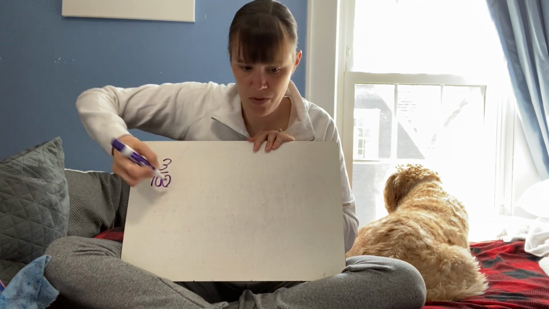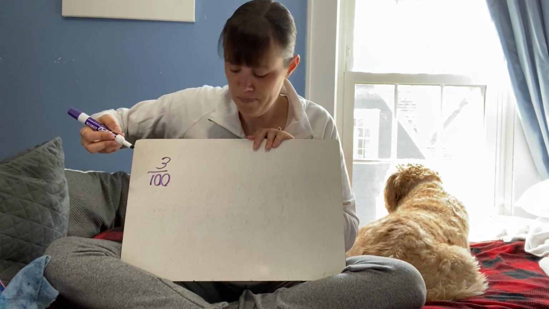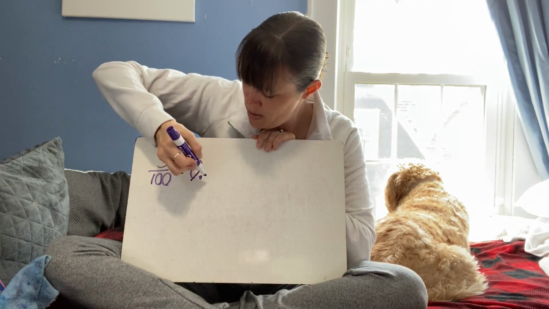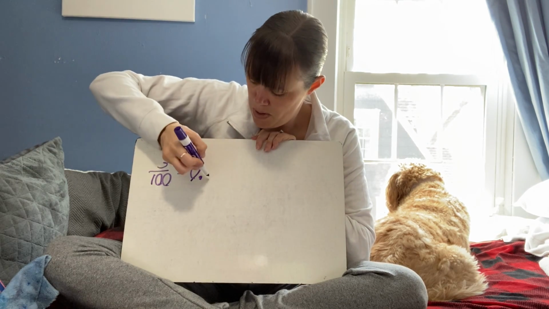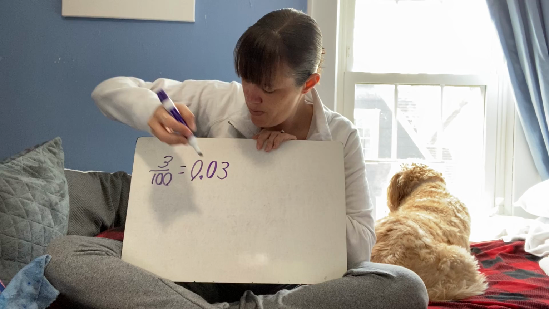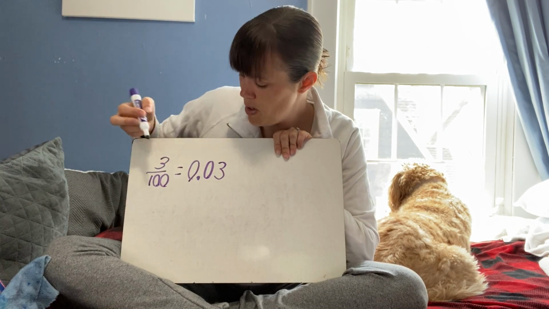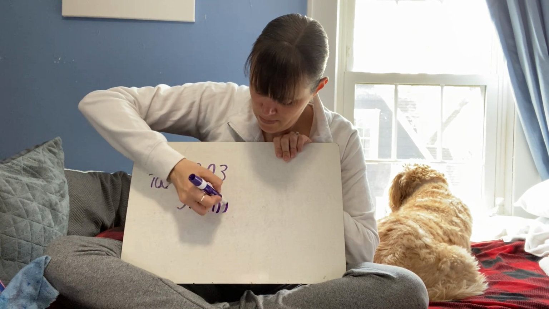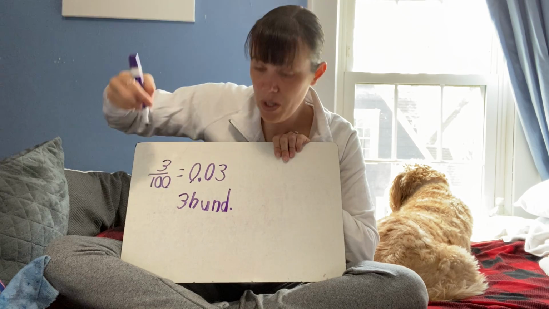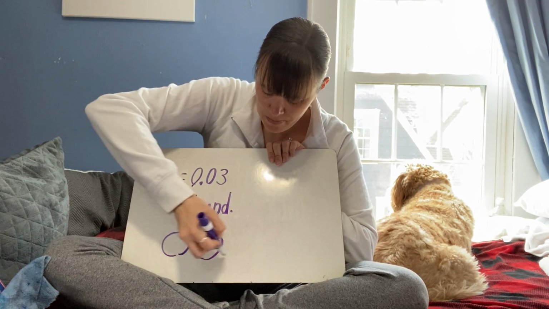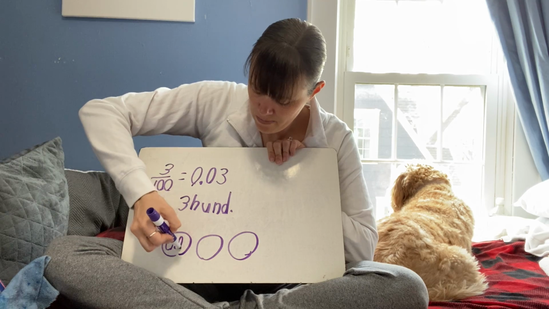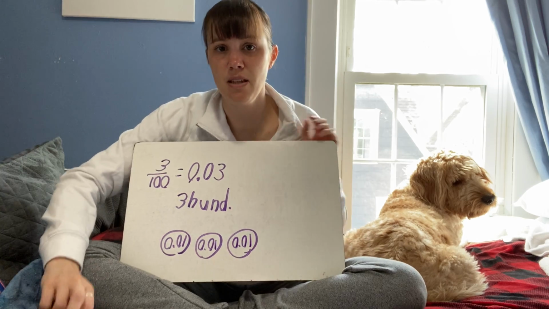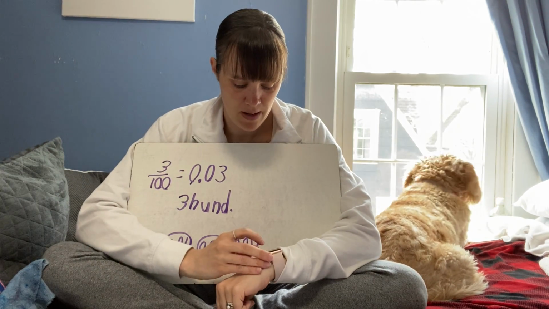is 3 hundredths, right? So how do we write that in decimal form? 0. Do we have any tenths? No. So 0, but now we have hundredths. So there's our decimal form. So how many hundredths do we have? We have 3 hundredths. Okay? And then we get to draw. Let's draw 3 hundredths with our place value discs. 0.01. And that's that. That's not bad, is it?